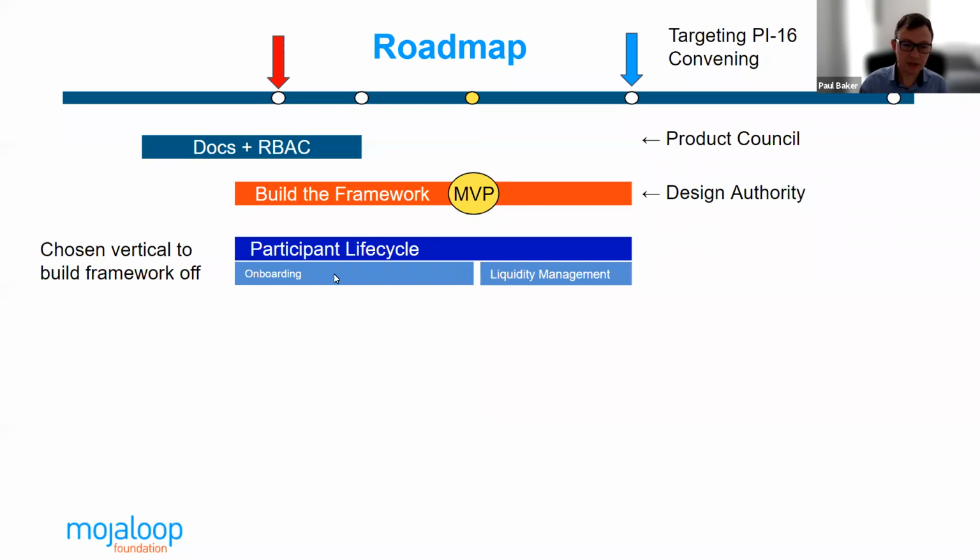So the first part: we've chosen a vertical. When you're designing and building a framework, you need a good example to illustrate that it works and showcase that functionality. So what we've done is we've chosen a participant lifecycle, and the first part of that, the onboarding part, to use as the example in building the framework.